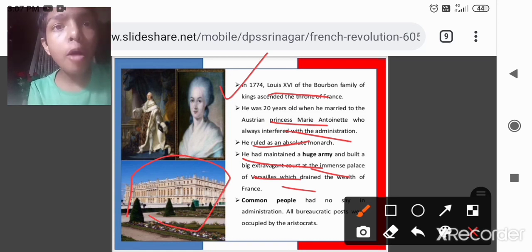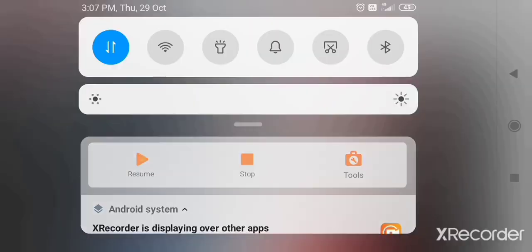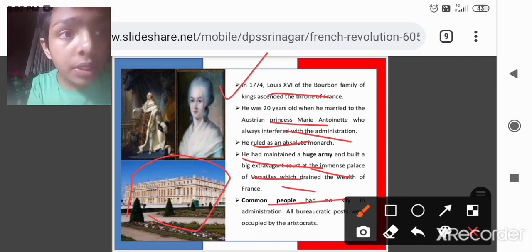So the common people... just a minute guys. Yes, so then the common people had no say in administration, right? Because at that time there was so much caste.